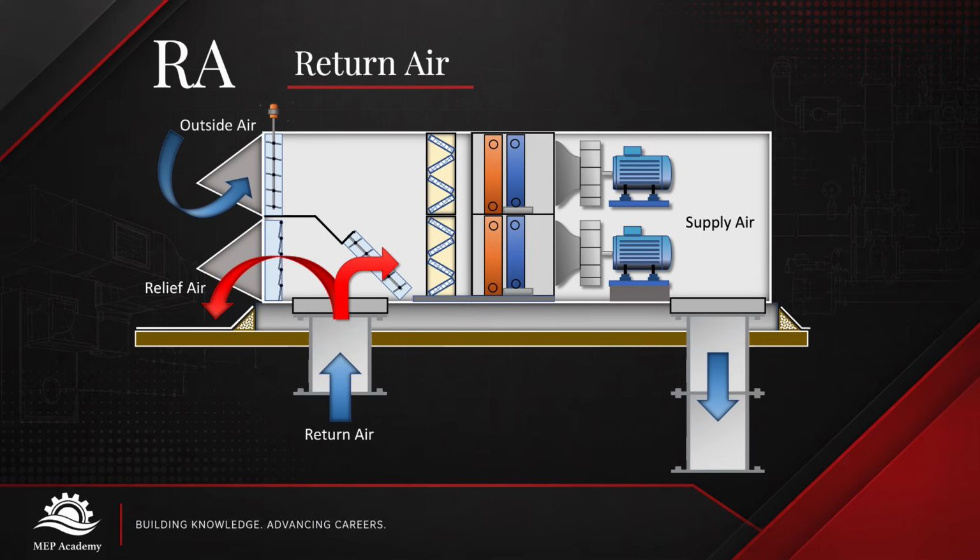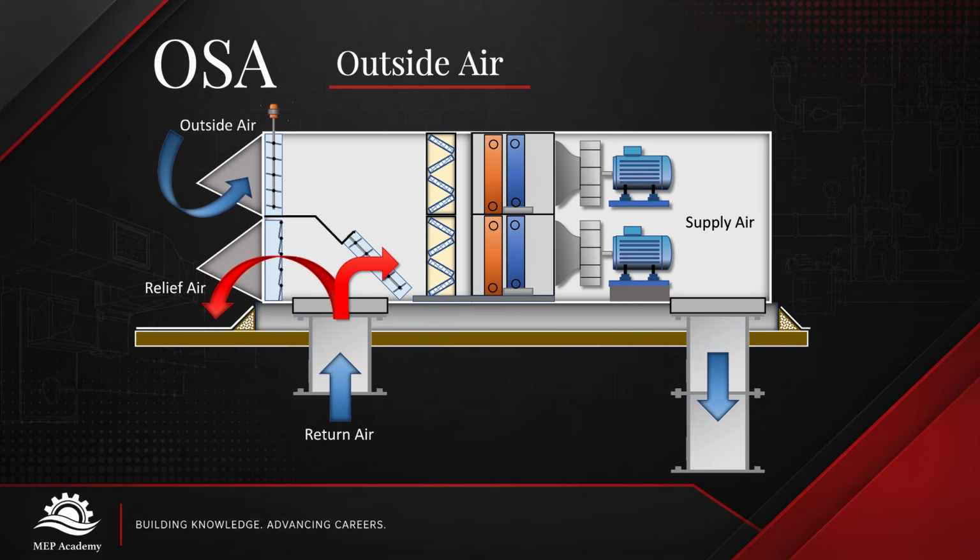Number 12. RA, Return Air. Return air is air drawn from occupied spaces back toward the HVAC equipment. It is typically filtered, mixed with outdoor air as required, conditioned again, and recirculated through the building.